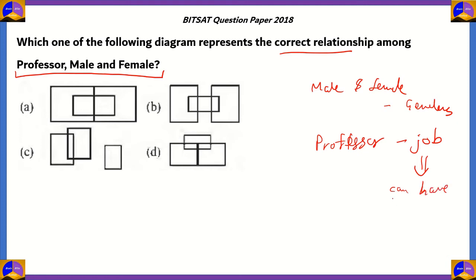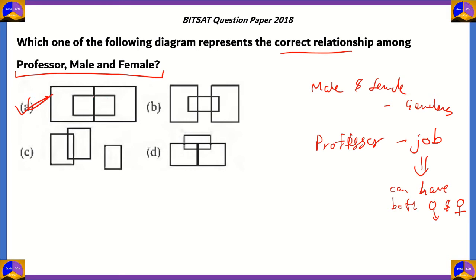And any job can have both males and females. We also know that there are plenty of people around the world who are not professors as well. So, professors can be both male and female, but all males and females cannot be professors. So that means the correct diagram in here would be option A.